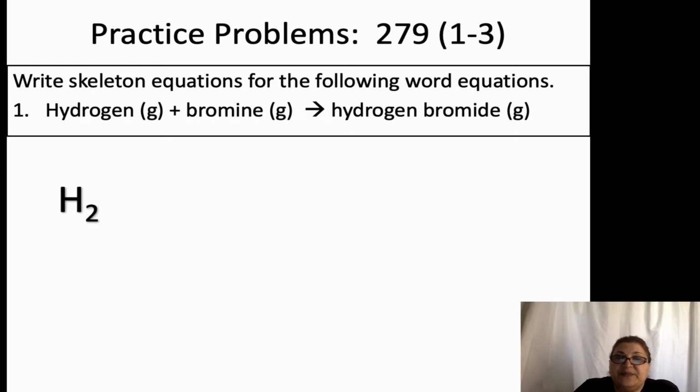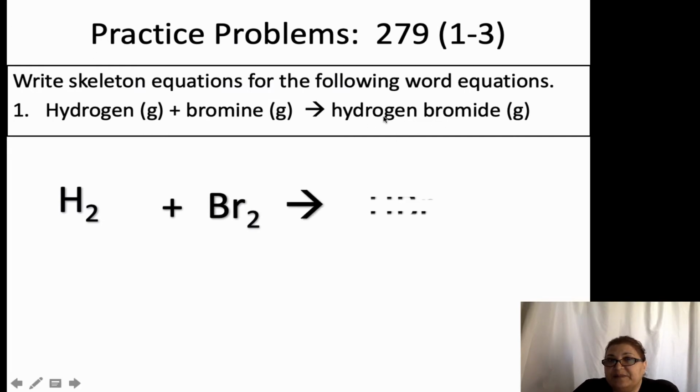So hydrogen, it's a binary. Bromine is binary. And hydrogen bromide: +1, -1, crisscrosses on each. So the first step, you want to divide this in half, right on the arrow. So everything on this side has to equal everything on this side. This side right here is the reactant, and this whole side here is the product.